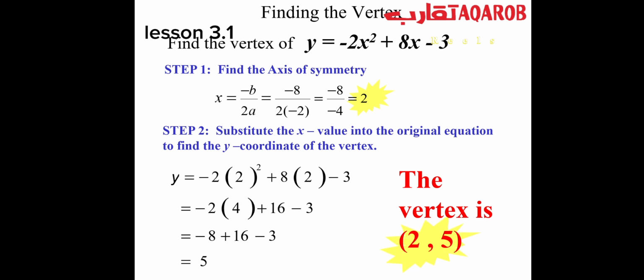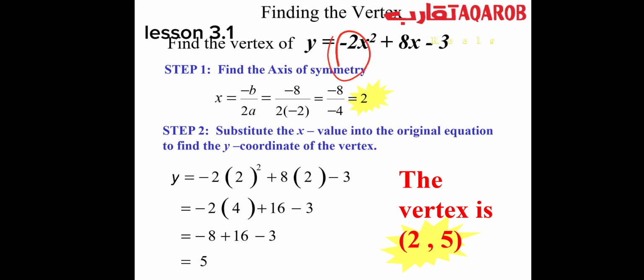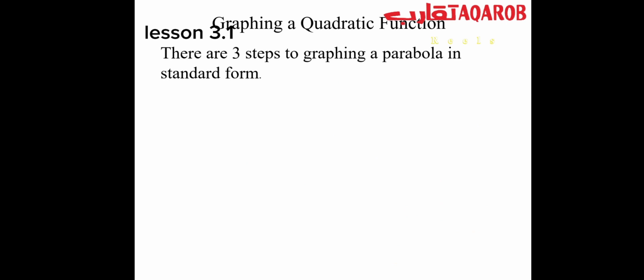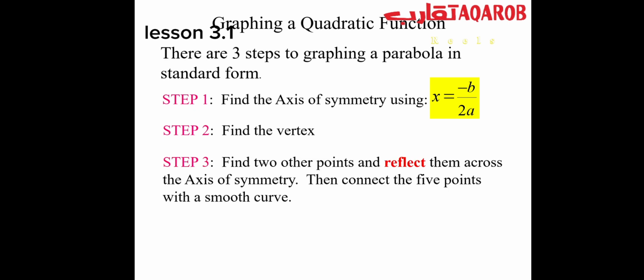And from the sign of a, which, as you can see here, is negative, we can notice that this parabola is looking downward, and this vertex has a maximum value. It's the highest point in the whole parabola. These are the steps for finding the vertex and graphing.